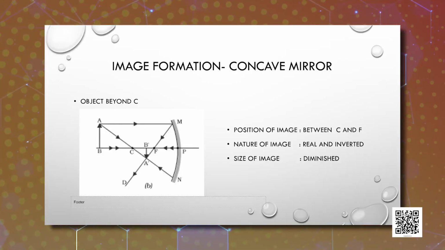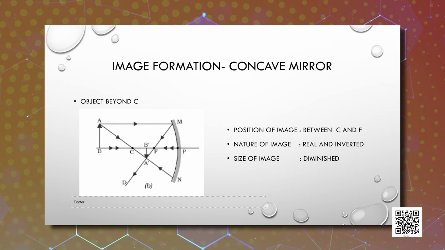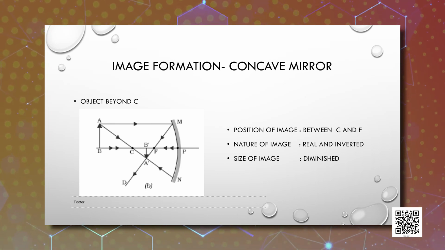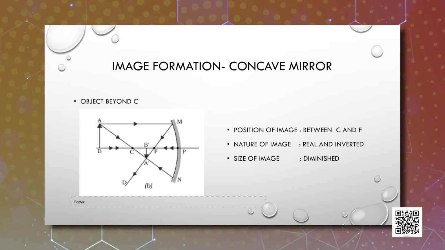We will now try to frame images using concave mirrors. Let us consider the object to be placed at infinity. The light rays incident from infinity can be shown with the help of a parallel beam of rays. As you could see in the diagram, the rays will converge at the focus, forming a real, inverted and highly diminished image on the screen.